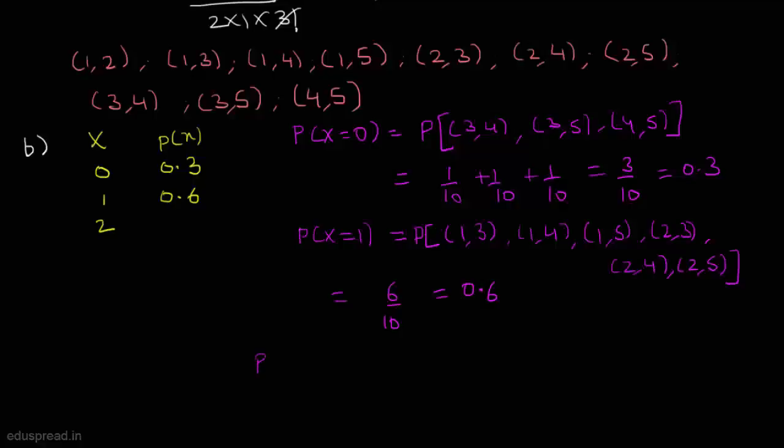So the probability that x is equal to 2, this will happen when both the boards are defective. So the only possible outcome corresponding to x is equal to 2 is 1, 2. So in this case, both the boards are defective, and the probability of getting this outcome is equal to 1 by 10. That is 0.1. So we can write 0.1 here. So this is the probability distribution of x.